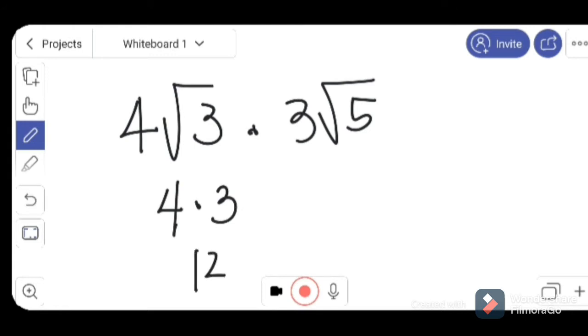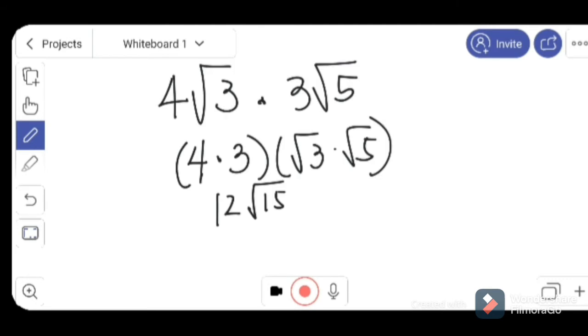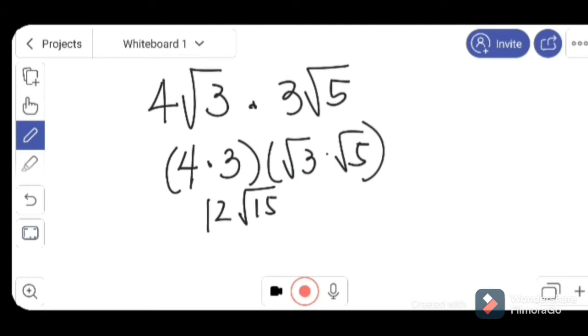And then, we have square root of 3 times square root of 5. The answer is square root of 15. So, the answer to this is 12 square root of 15.